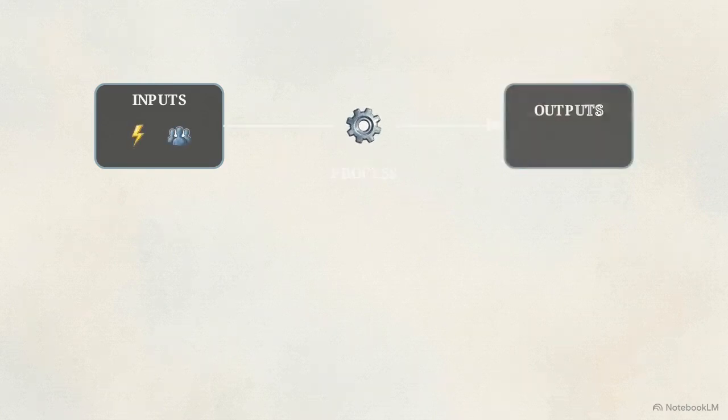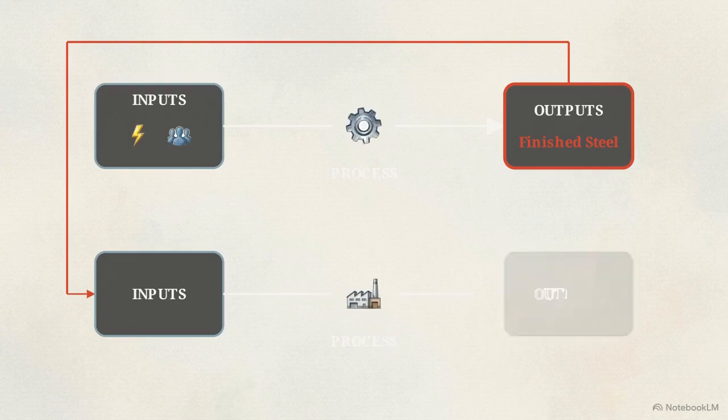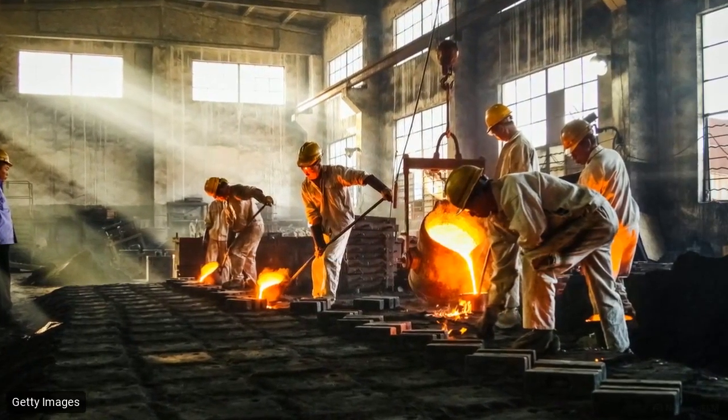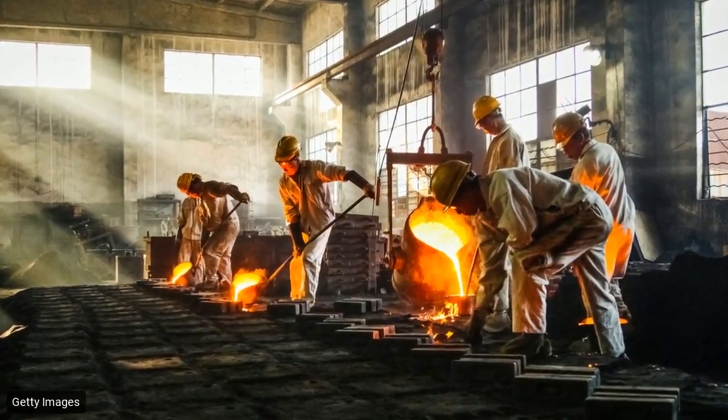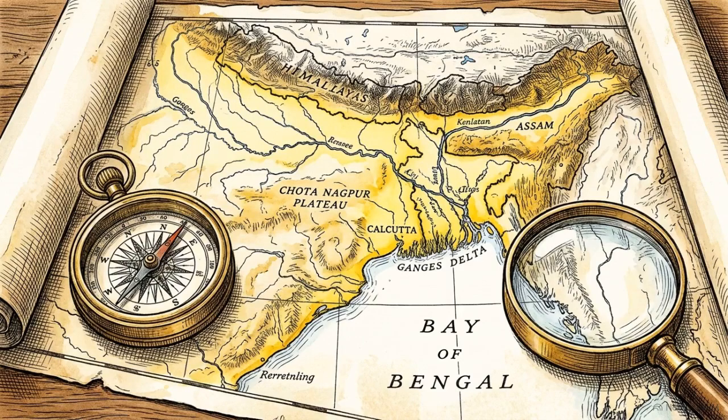Every factory functions as a system. It takes in inputs, like land and power, processes them, and releases outputs. But the iron and steel industry is a feeder industry. The finished steel loops back around as raw material for other businesses. Because of this massive scale, placement is critical. In 1907, when Tata Iron and Steel was being established, the choice of a specific village in India was based on an exhaustive search for the right geographic conditions.